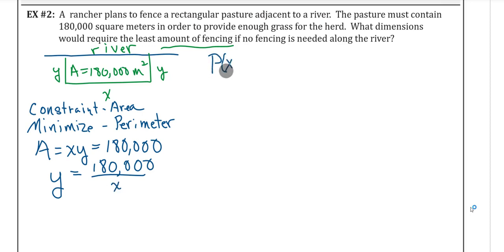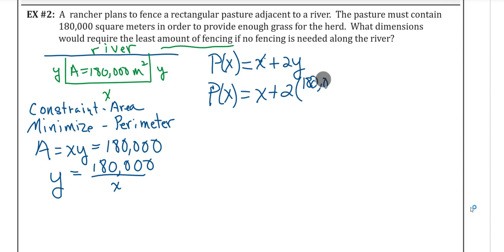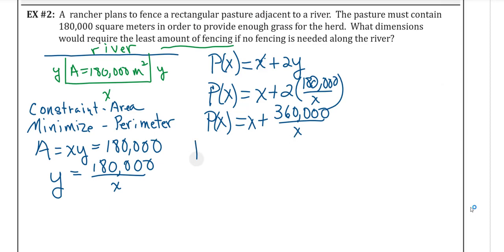So then, here is my perimeter equation. P of x is going to equal x plus 2y, because we only have one x since there is no fencing along the river. So P of x is going to equal x plus 2 times 180,000 over x. So we get that P of x equals x plus 360,000 over x. Now we're going to take the derivative, and we get 1 minus 360,000 over x squared. We're going to set that equal to 0.